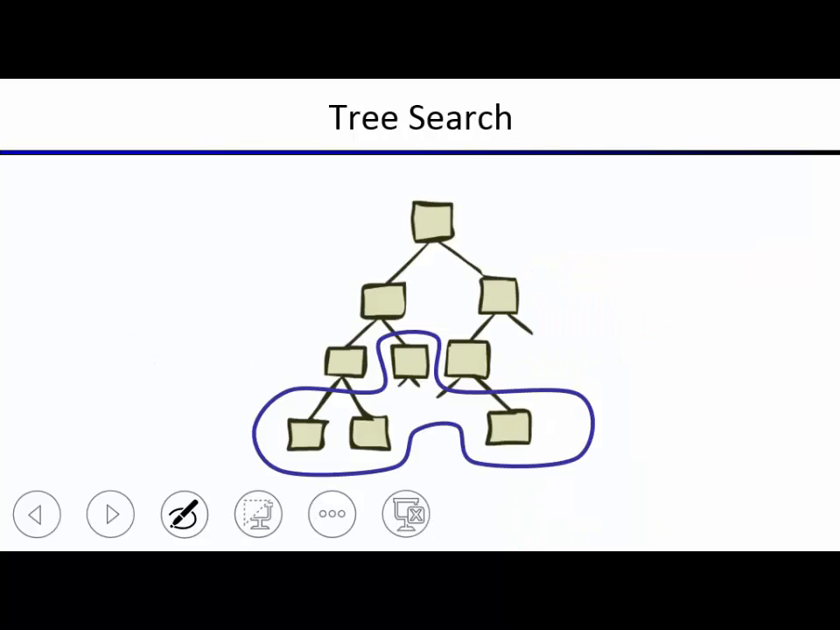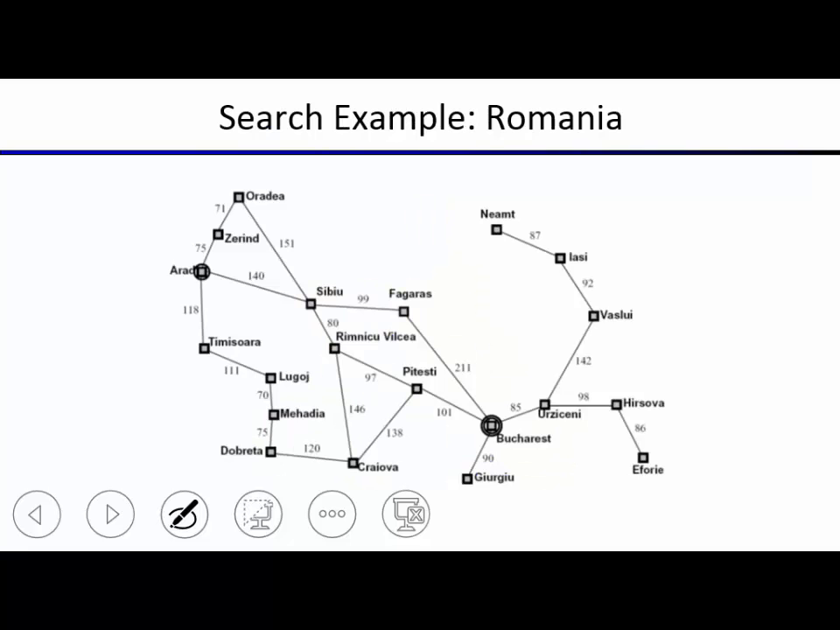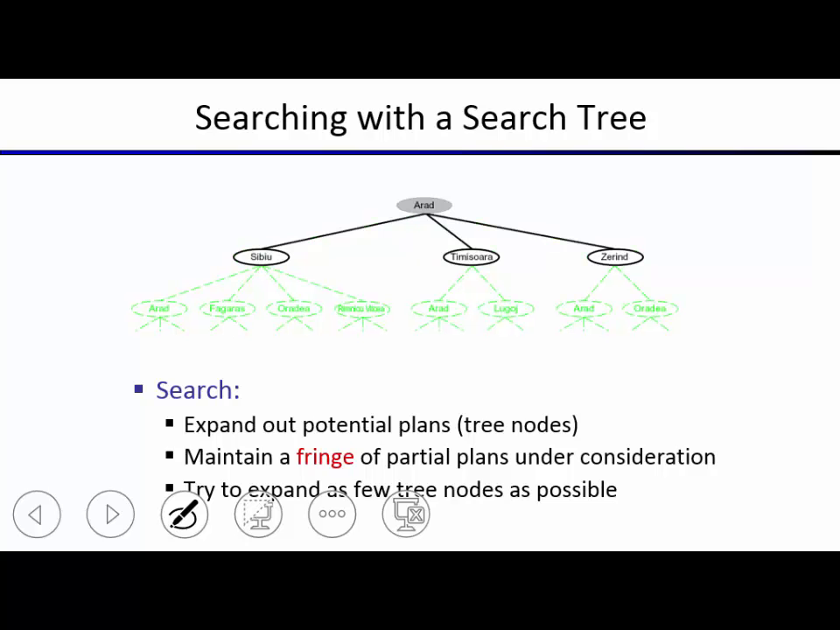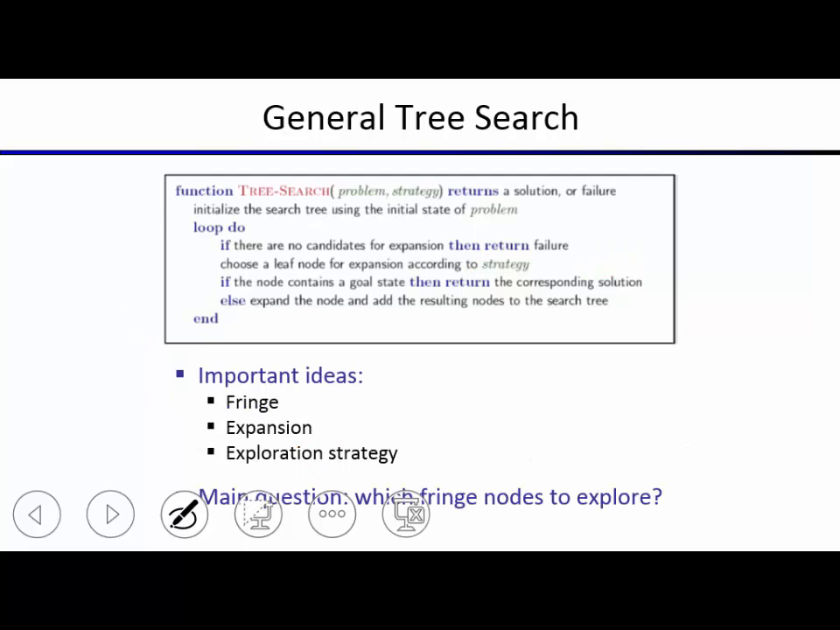Okay, so tree search is all about somehow exploring only part of this tree. So let's look at an example. This is the Romania search problem. Starting in Arad, wanting to end up in Bucharest. What does the search tree look like here? Well, we start with Arad at the top of the search tree. It branches to 3 cities, so we can put those 3 cities down. Then from there, each of them branches.